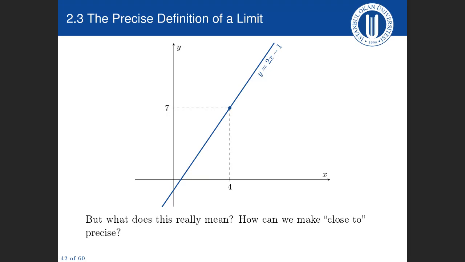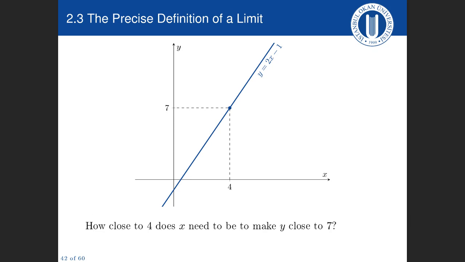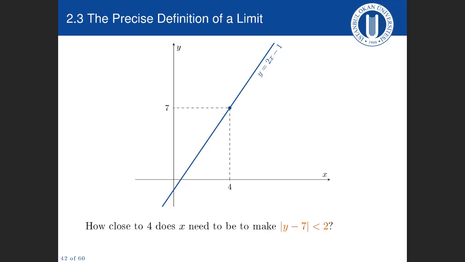But what does this really mean? How can we make close precise? This is mathematics. We don't just want to say it looks like it's close to. We want to know what does it really, really mean? How close to 4 does x need to be to make y close to 7? Actually, how close to 4 does x need to be to make the absolute value of y minus 7 be less than 2?